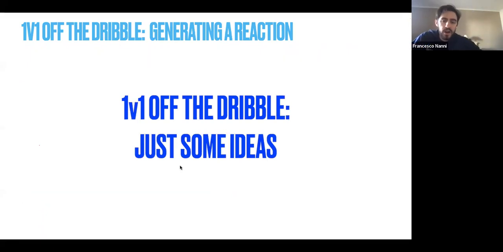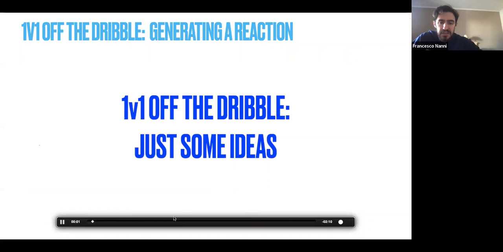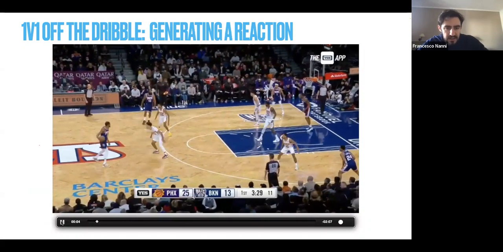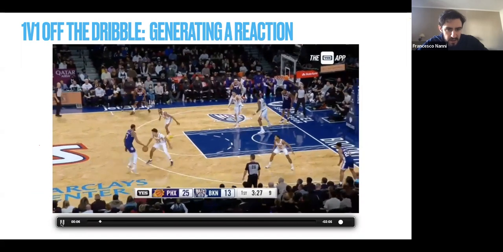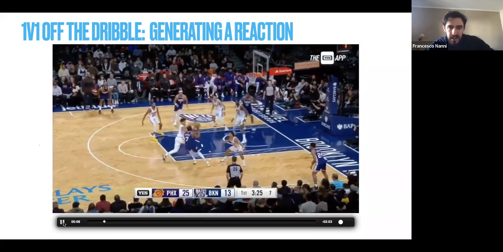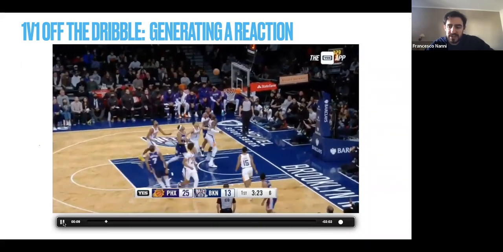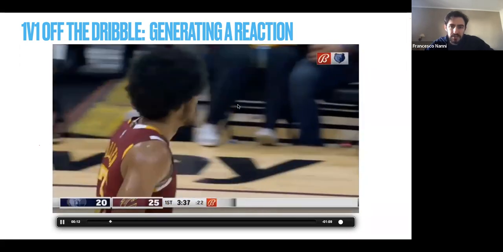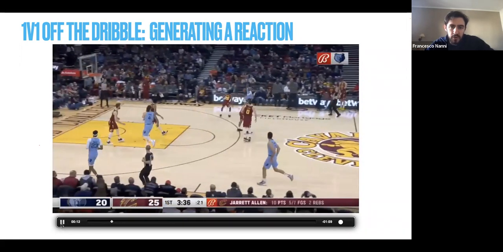Okay, one-on-one off the dribble. Just some ideas for you guys. This dribble that Kevin Durant makes here, when he takes space, you see that he has taken space to the side. Now the defender has moved with him and he attacks the front foot. This is a type of dribble that we call skate dribble. Ja Morant does the same thing here. The defender moves, counter move.